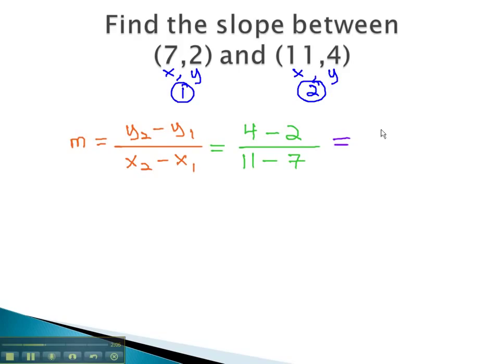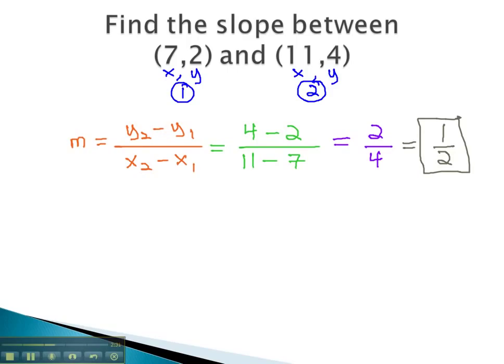By subtracting, 4 minus 2 is 2, over 11 minus 7 is 4, and reducing, we find the slope of this line that connects the 2 points, 7, 2, and 11, 4, is 1/2. This means for every 1 unit the graph rises, it will also run 2 units.